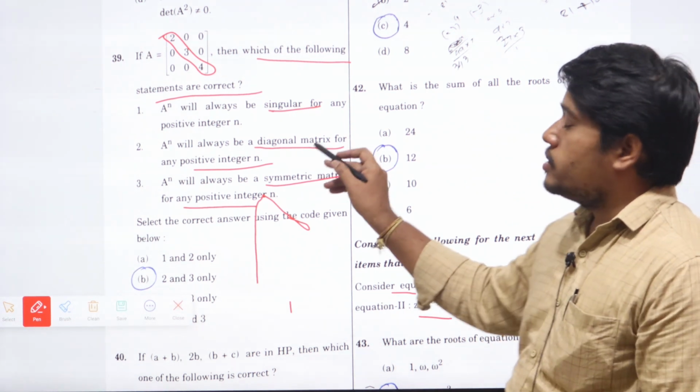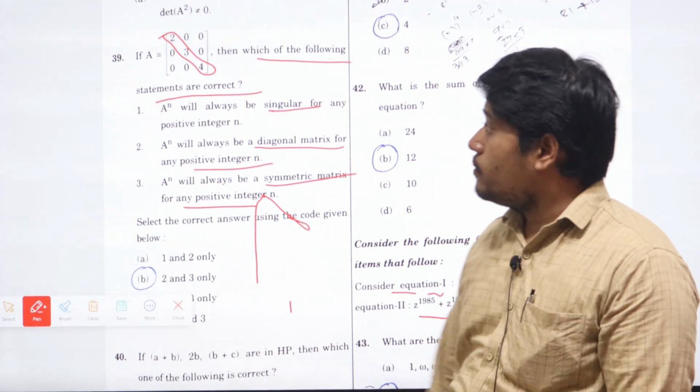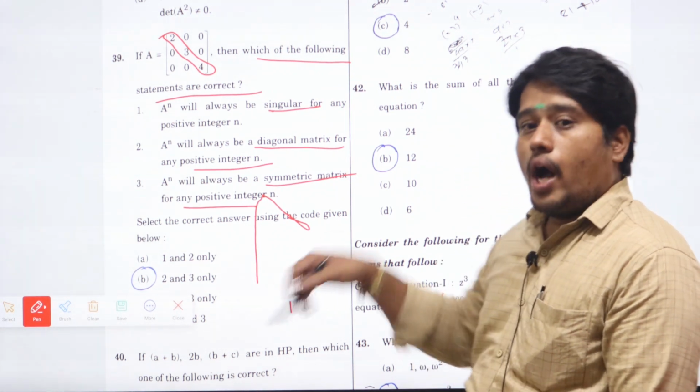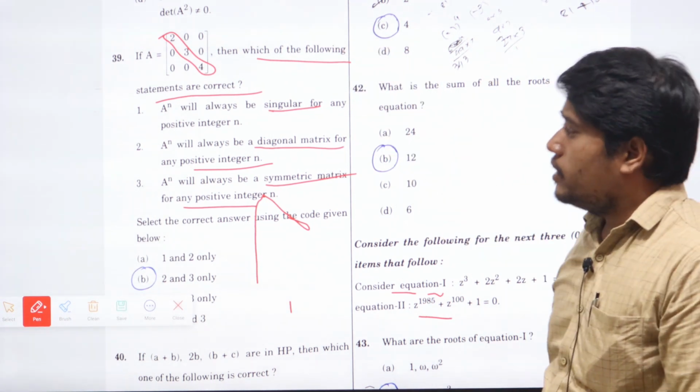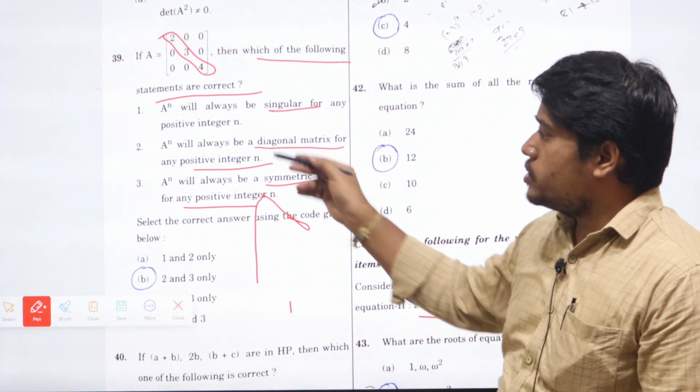So obviously, this is the diagonal form, because the given matrix is diagonal. You have to take n times of this matrix, which means definitely it is diagonal form only. So option 2 is the right answer.